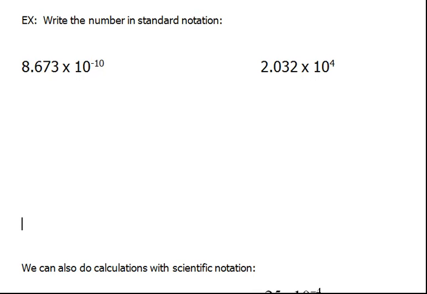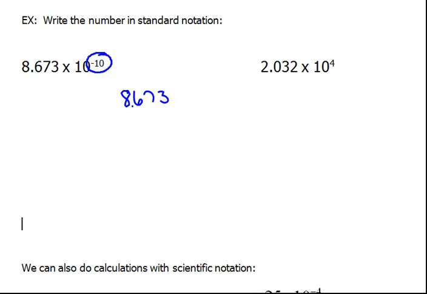If you just watched the last video, we took numbers and put them into scientific notation. Now we're going to be given a couple of numbers and we're going to have to write them in regular, plain old standard notation, just our normal numbers. So we have here 8.673 times 10 to the negative 10th power. We start out with our number 8673. Now remember, our decimal point lies right there, right now.